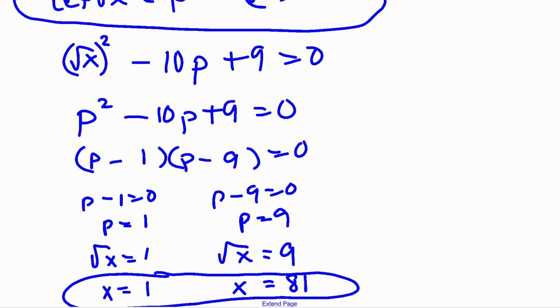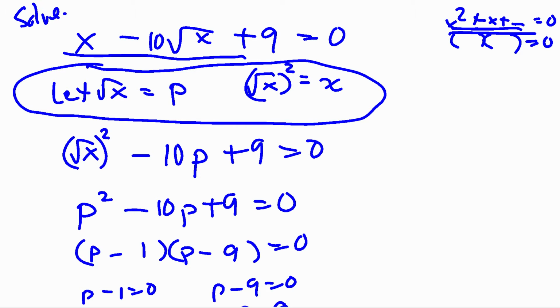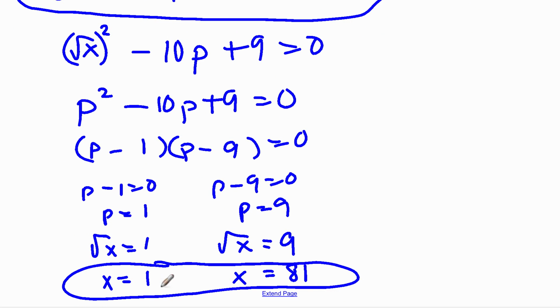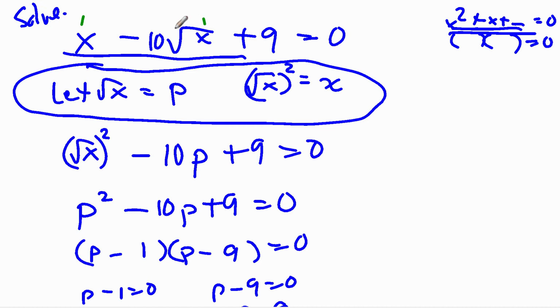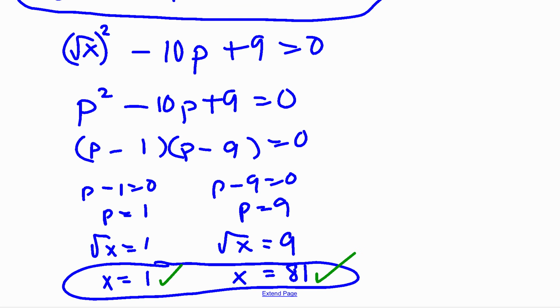Let's go up and check to see if those work. If I put a 1 right there and right there, the square root of 1 is 1, so 10 times 1 is 10. So 1 take away 10 is negative 9, and negative 9 plus 9 is 0. Yes, so 1 works. And 81, let's try 81 in there. This is an 81, and this is an 81. The square root of 81 is 9. Negative 10 times 9 is negative 90. So 81 minus 90 is negative 9, and negative 9 plus 9 is equal to 0 too. So both of those work.